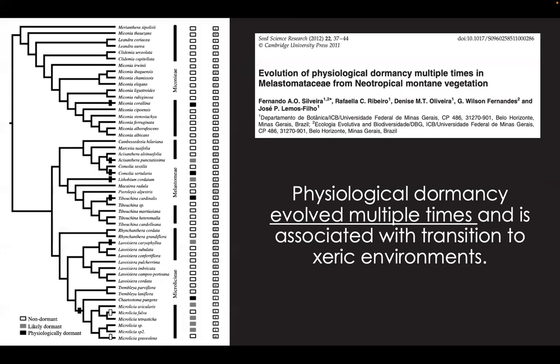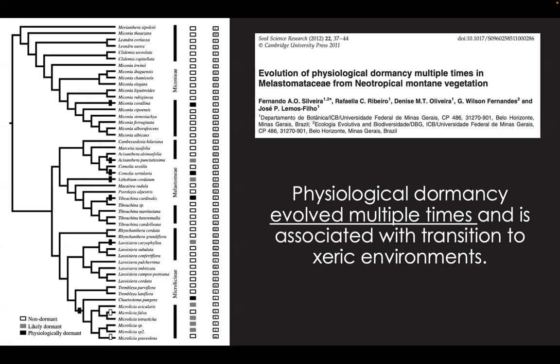And what is most interesting about this, I don't know how large this figure is on your screens, is that the black squares represent species with records of physiological dormancy, and the next column of squares has an X for xeric microhabitats and an M for mesic microhabitats. You can see that most of the dormancy records, the black squares, are associated with a xeric microhabitat.